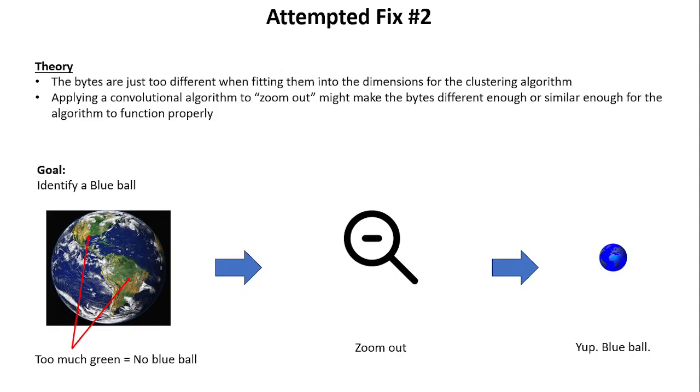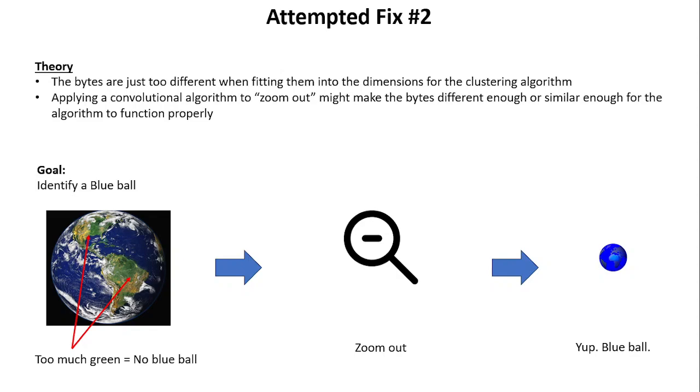The way I think about this is zooming out, right? Zooming out of a picture so that things look more similar than they really are. All right, I made this nice little visual for you: identify the blue ball. If you're looking at the Earth when you're zoomed in close enough, there's obviously too much green. That's not a blue ball, right?